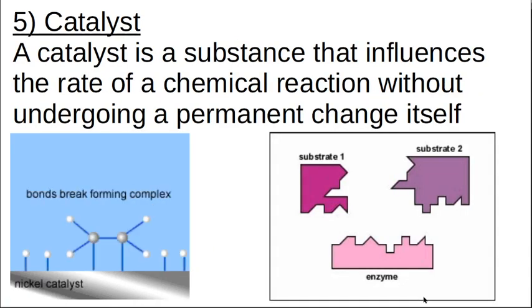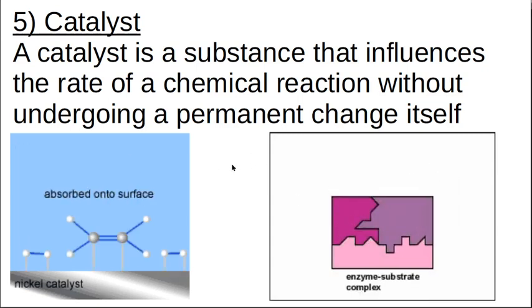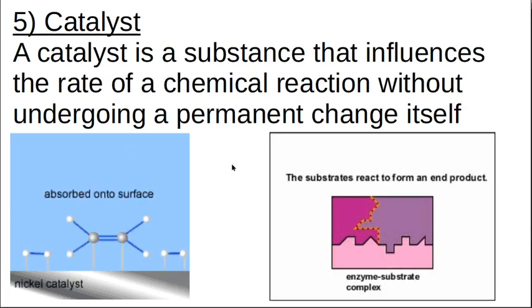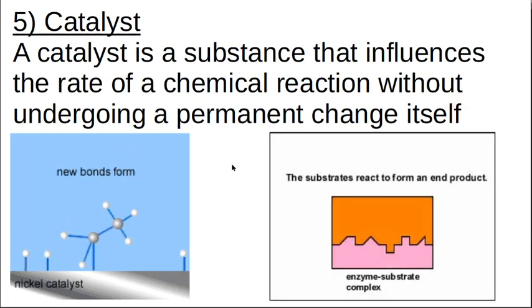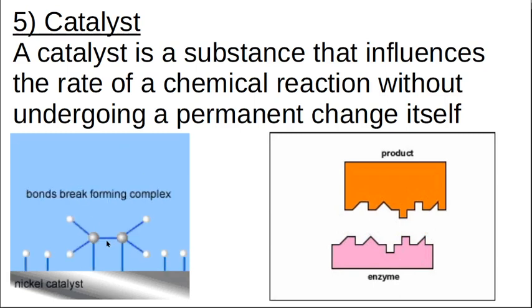Now the last thing, I thought that was the last thing, but it's not. The last thing is a catalyst. So a catalyst is a substance that influences the rate of a chemical reaction without undergoing a permanent change itself. So here's a nickel catalyst turning ethene into ethane.